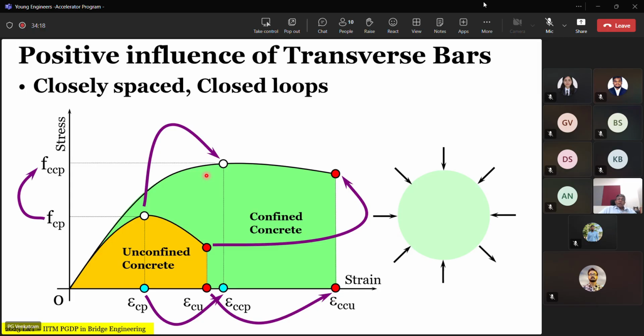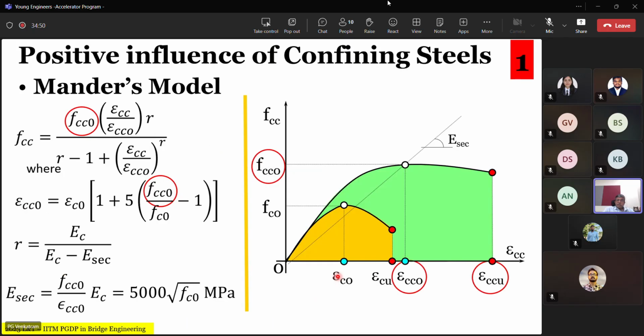Now, what does this mean to us? Of course, this drawing has been made in such a fashion that it looks as if the change from FCP to FCCP is significant. In practice, the change from FCP to FCCP is very small, much smaller. But what's most interesting is the amount of change that happens in epsilon Cu. From epsilon Cu going to epsilon CCU is the most interesting thing that happens, because this whole behavior has been codified in the form of a model proposed by Mander.